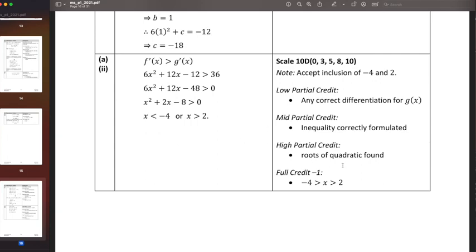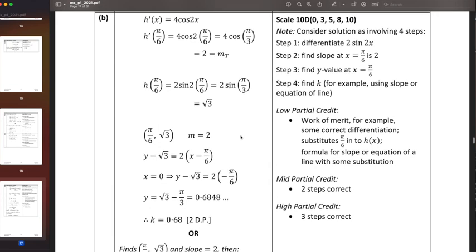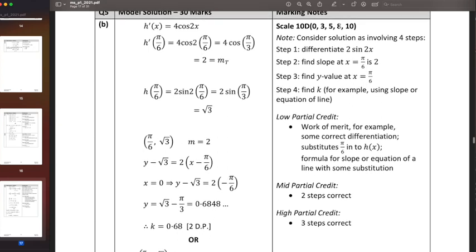In A part 2, there's a high partial credit of 8. And if we got the roots of a quadratic found, so if we found this minus 4 and 2, then that would be enough for a high partial credit. And then in part 3, there's a high partial credit of 8. And well, they say there's like 4 parts of this question. So we have to differentiate this thing. We have to find the slope. We have to find the y value at that point. So if we'd gotten to this point here, where we can sub these into the equation of a line to get the equation of the tangent line, then we get the high partial credit.